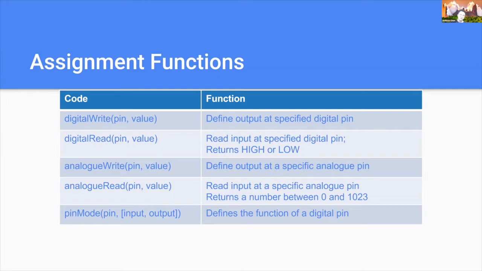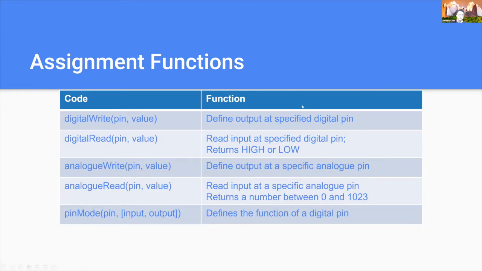So for digital write, you have to declare the value of the pin, so which one is it connected to, as well as what value you want to assign that pin. So the pin number and the value assigned has to be declared. For digital read, it would read the input from a declared digital pin, and what it would return is high or low. We'll talk about the difference between digital and analog later.